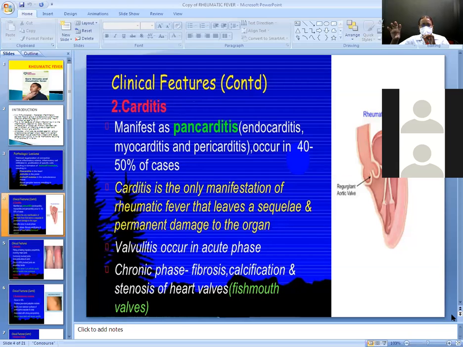Then there is dry pericarditis, and in case of endocarditis, it mainly affects your cardiac valves and the surrounding endocardium. The most commonly affected cardiac valve is the mitral valve and then the aortic valve. So mitral and aortic valves are the two most commonly involved.